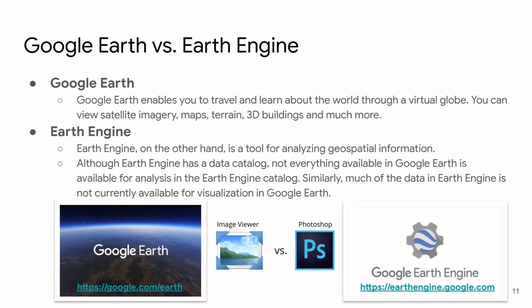Google Earth Engine and Google Earth is just like on a Windows system, where you have an image viewer, and you might also have Photoshop, right? With an image viewer, you can just view any imagery, but with Photoshop, you can do a lot more complicated analysis. You can do cropping, you can do mosaicing. There are a lot of things you can do using Photoshop. So this is just a simple analogy to show you the differences between these two products.